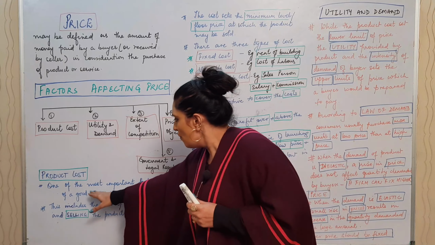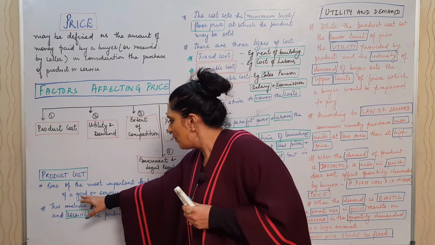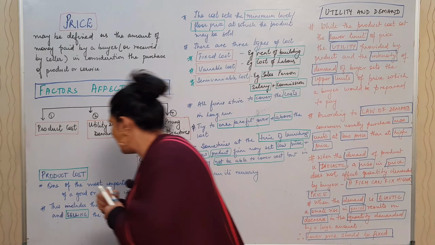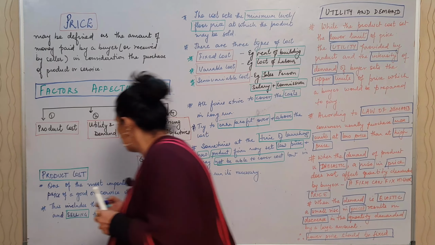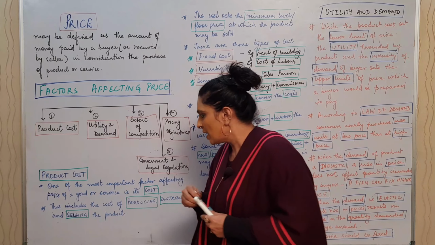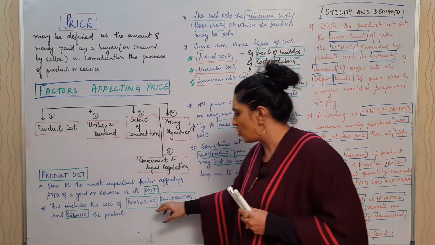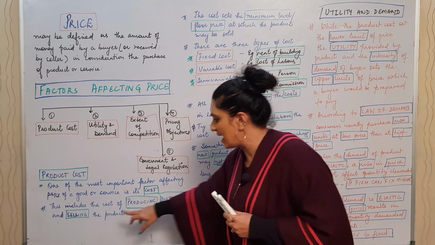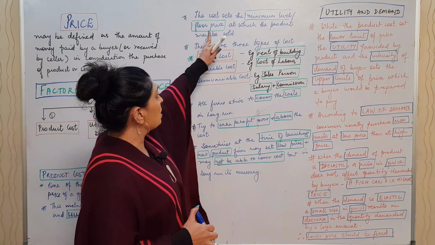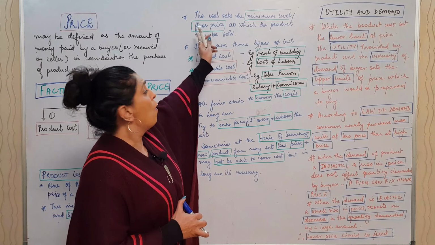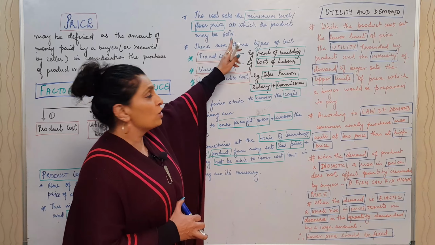Let's read through. One of the most important factors affecting the price of a good or service is its cost. This includes the cost of producing, distributing and selling the product. So we include all the things together. The cost sets the minimum level, or the floor price, at which the product may be sold.